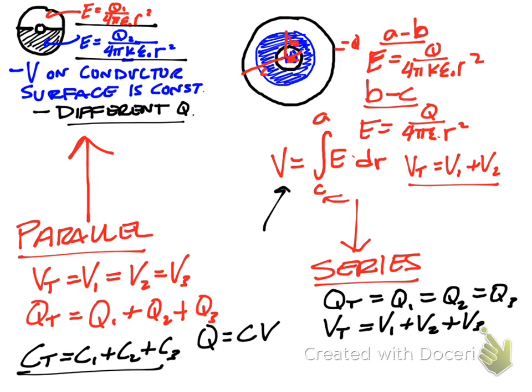And then applying sort of the same logic, but in this case it looks just a tiny bit different, saying that voltage is equal to Q over C, and since all the Q's are the same, we have 1 over total capacitance is equal to 1 over C1 plus 1 over C2 plus 1 over C3. And that's sort of our setup for series and parallel capacitors.